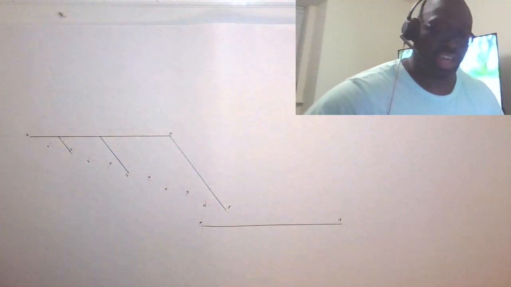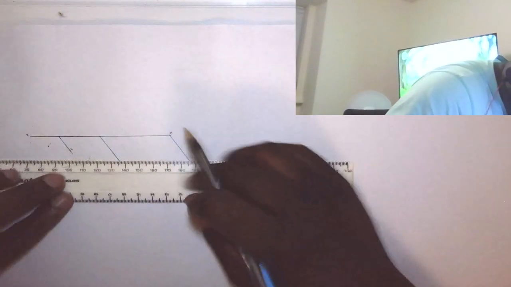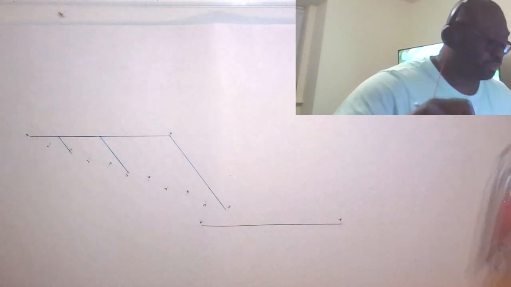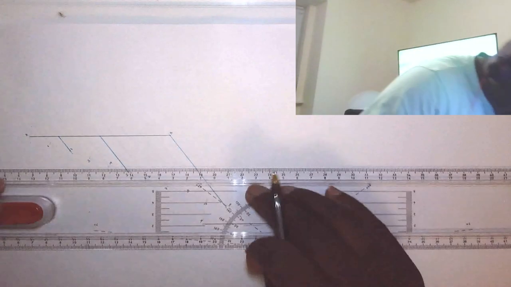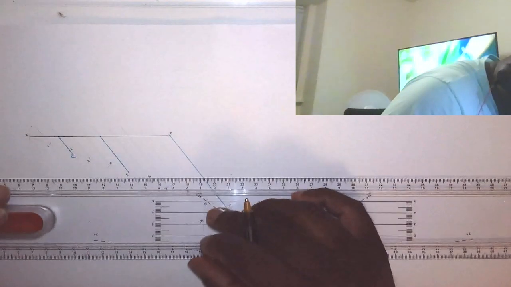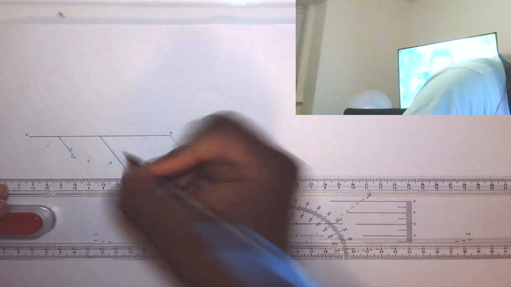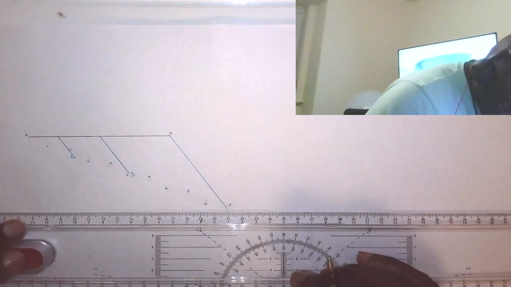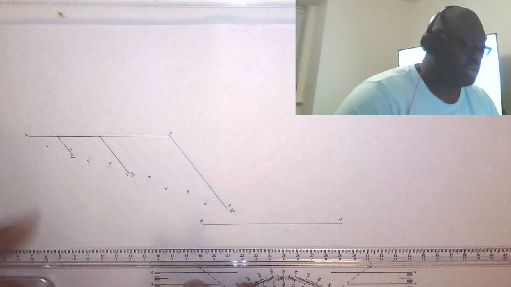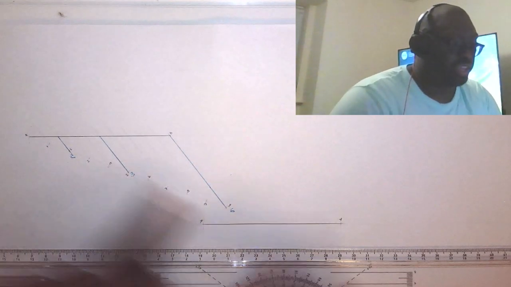And there we have it. So this would be 2. So let's bring our T square. So this would be 2, 3, and then 5. And here we have it. So we've divided the line with respect to the given ratio, 2 is to 3 is to 5.